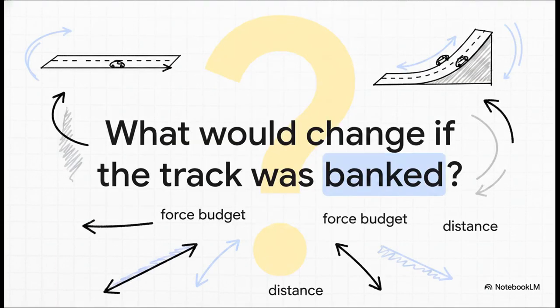We've solved it. But I'll leave you with one last thing to chew on. What would happen if this track wasn't flat? Like on a NASCAR oval where the corners are banked? How would that change our force budget? And how would it affect the final answer for the distance? It's a great next step to think about.